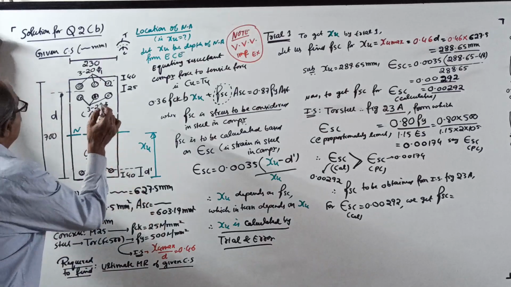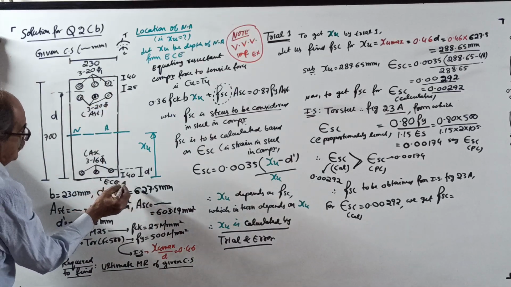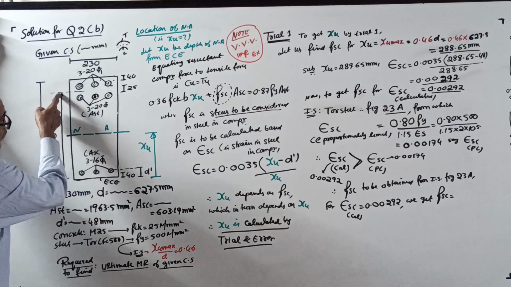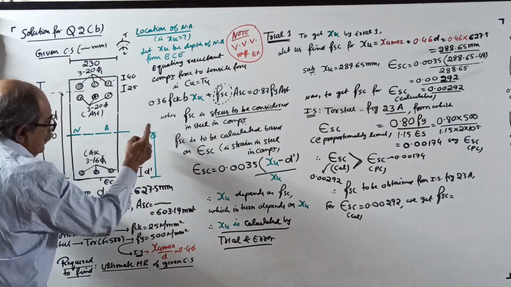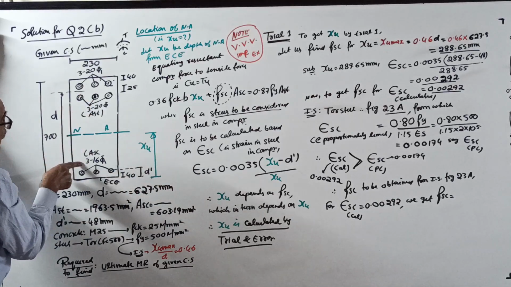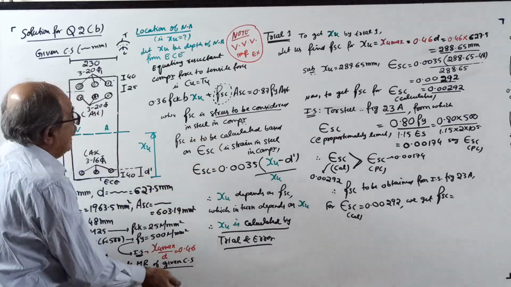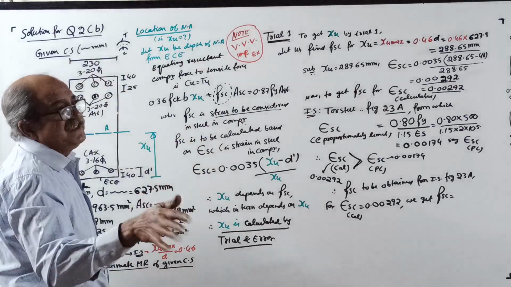Now, this is your extreme compression edge. Your effective depth D, neutral axis depth XU, and D dash are all to be measured from this side. This is ASC, that is AST. Otherwise, once you put data, you are not looking at the sketch. Okay, start.